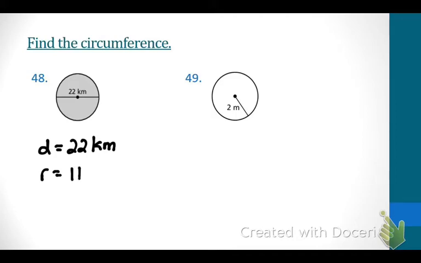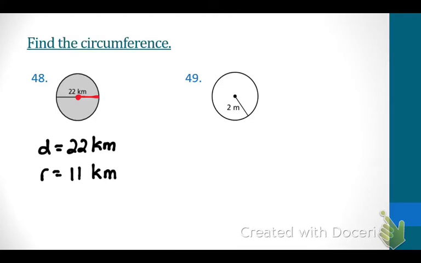11. How'd you get that? Good job. All I'm wanting to know is from this point to the edge, not the entire thing. So that would be 11 kilometers. So let's start with a formula. There's two formulas for circumference. You can use either one. Kaylin, which one would you like to use?